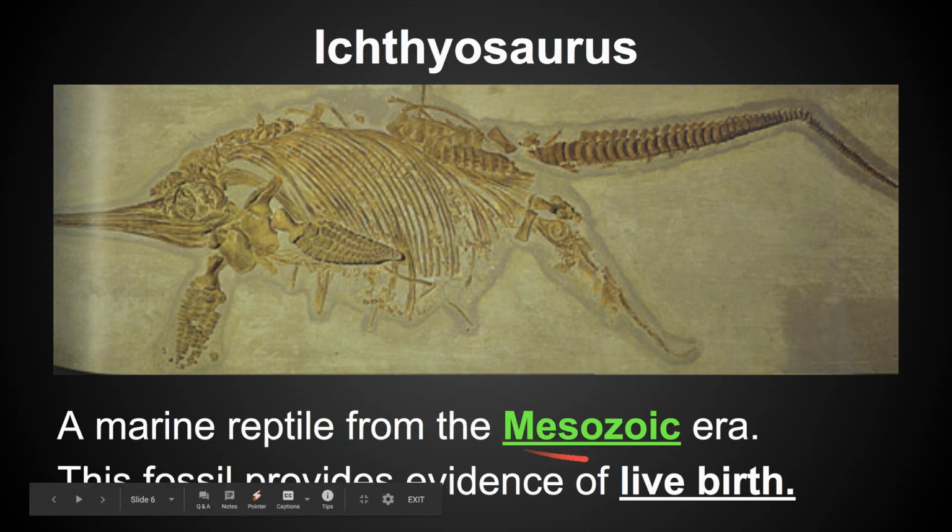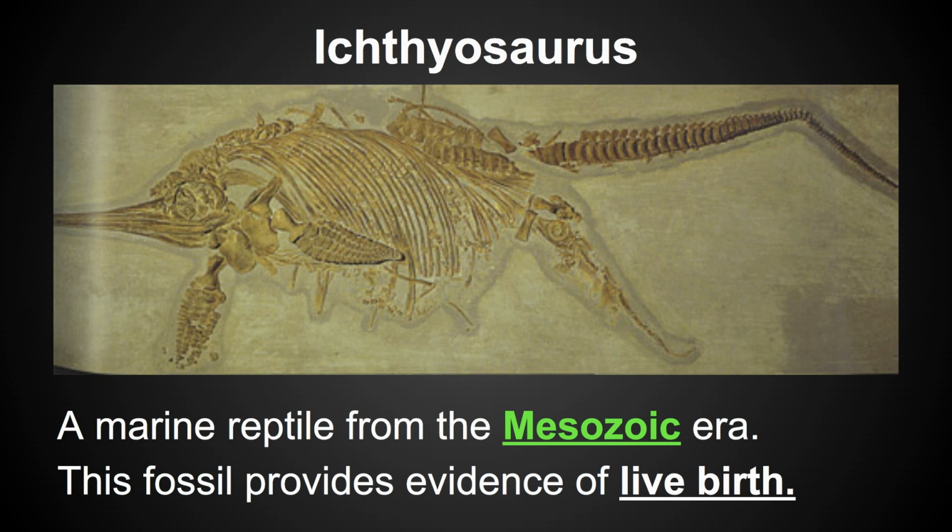So Mesozoic, that is the time period of the dinosaurs, okay? This is the age of reptiles. Now, here's what's amazing about this. This is not a dinosaur. We're going to talk about why this is not a dinosaur, what makes a dinosaur later, but this is a marine reptile, meaning that this was a reptile that lived in the oceans, okay?